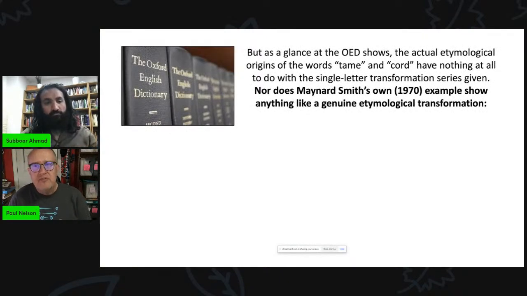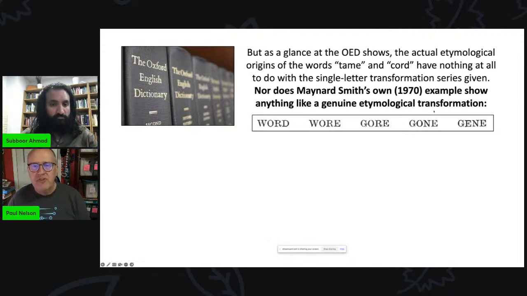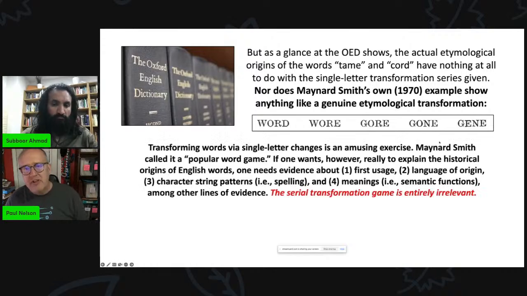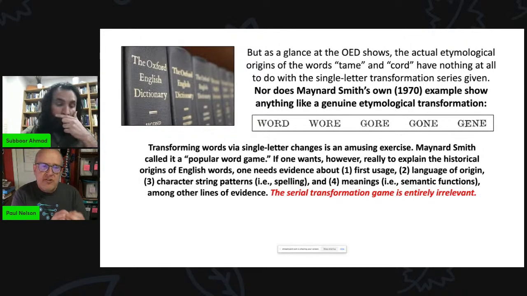What's wrong with Maynard Smith's 1970 word-to-word transformation? Well, this is actually a screen capture from the Nature paper itself. He goes from the word to gene by this stepwise single-letter transformation. But if you go to the Oxford English Dictionary, this has nothing to do with how the word gene came to be. Okay, the OED provides a strong corrective to Maynard Smith's model, because if you look at the etymological data that the OED has assembled and look at how words actually enter the English language and how their spelling is transformed over time, what you need to establish the pathway of transformation is first usage.